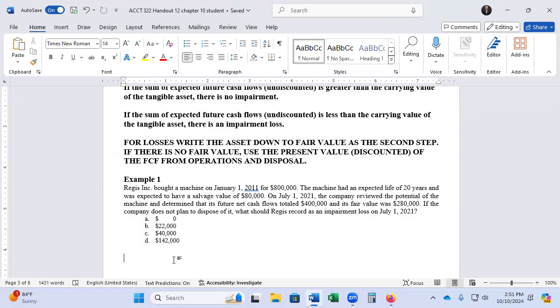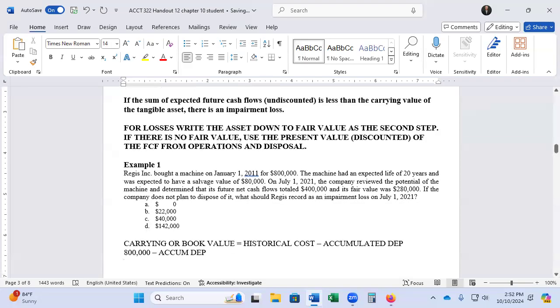Okay, so the company bought a machine on January 1, 2011, and then on July 1, 2021, it reviewed the machine and determined that its future net cash flows totaled $400,000. So we have to determine our carrying or book value. If you remember, that equals the historical cost minus the accumulated depreciation. We know that's 800,000, but we don't know the accumulated depreciation, so we have to make that calculation.